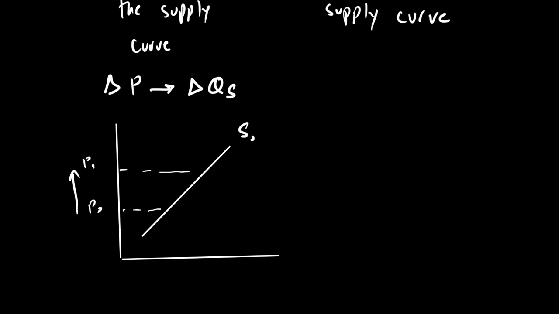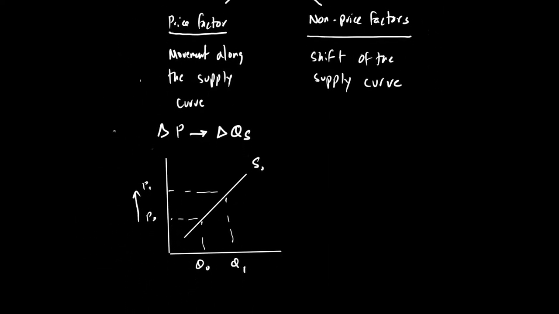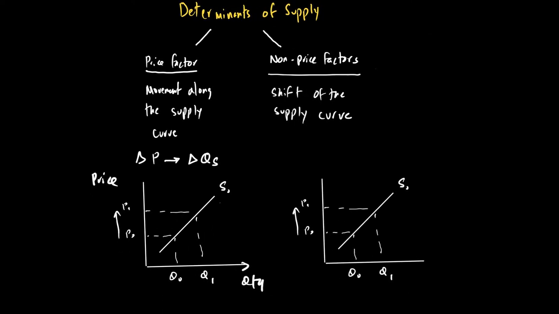But whenever there's a change in a non-price factor, you will see the supply curve actually end up shifting to the right or to the left. So if I make this diagram one more time, and let me also label it properly, this is price and quantity. If I want to show you the non-price factor, the non-price factors will result in the supply curve shifting either to the right, which is called a rise in supply, or to the left, which is called a decrease in supply.